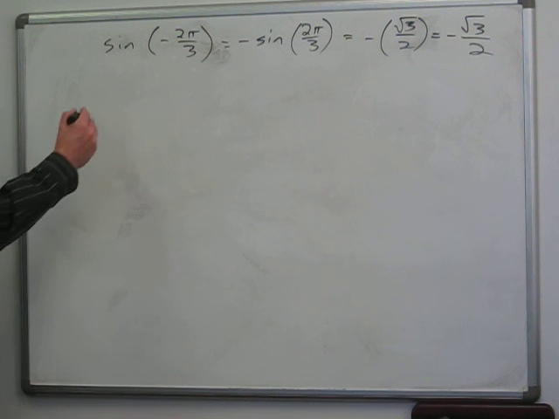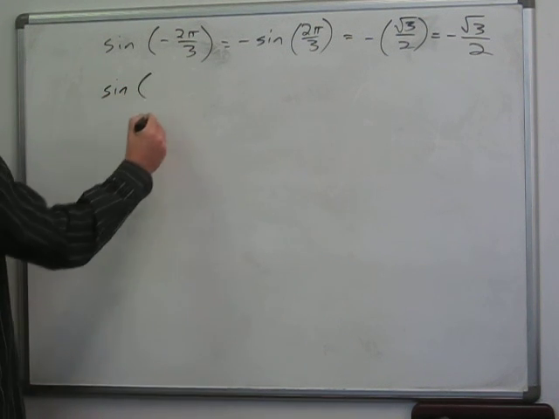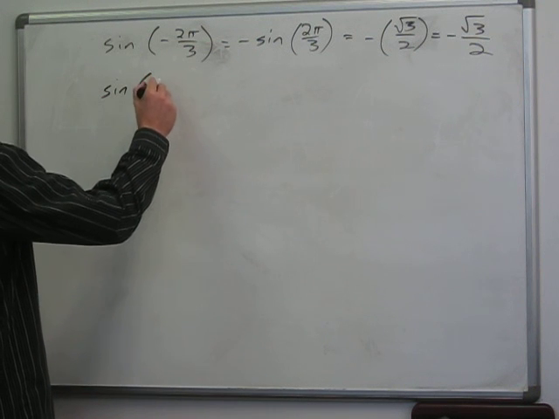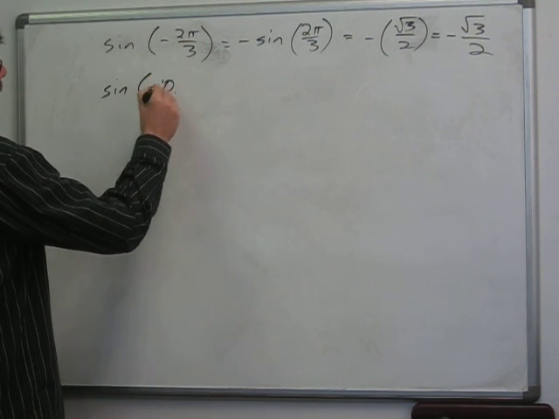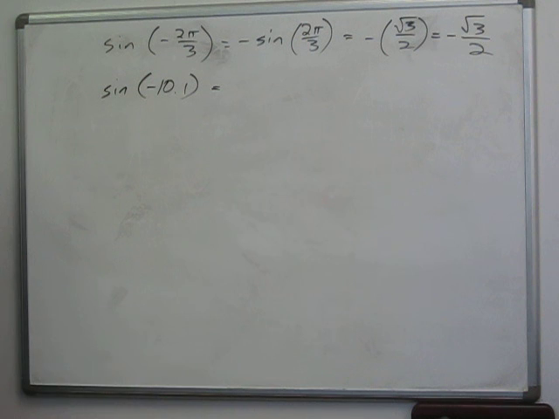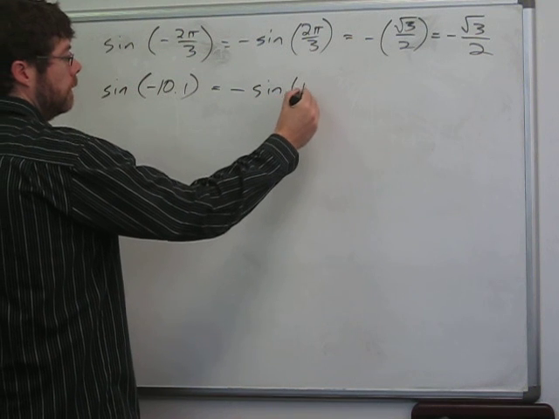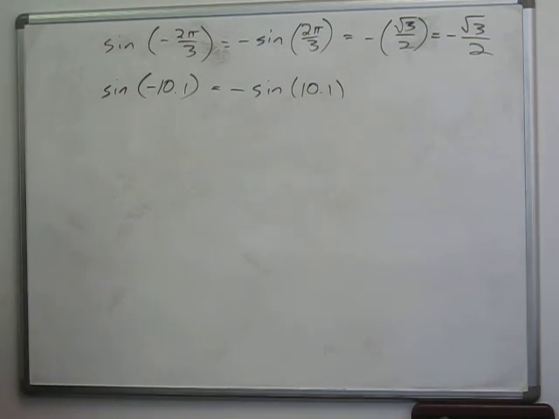Right? But what about angles that we are far less familiar with, like let's say negative 10.1 radians? Well, this is equal to the negative of the sine of 10.1 radians, whatever that happens to be.